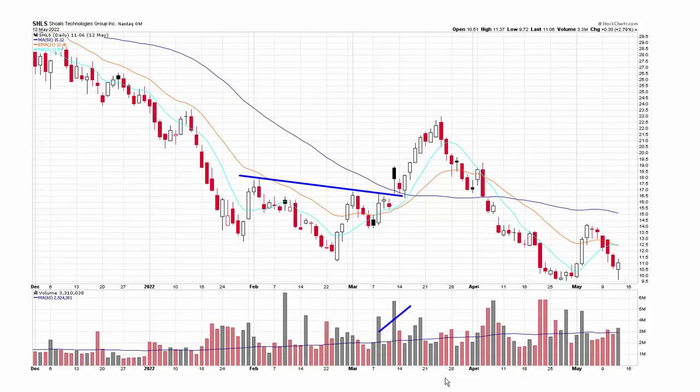Volume here was looking pretty good. Okay, but it failed. It fell all the way back down to lows. Then it bounced. And so what we're going to do is zoom in on this area right here to see how we could have played that bounce within the downtrend.